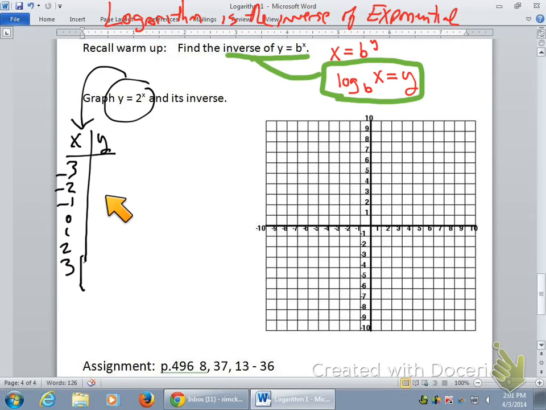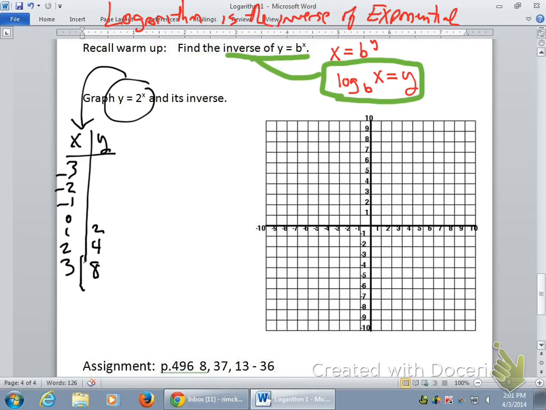Personally, it doesn't really matter where you start. It's honestly easier to start here at 3, but it doesn't matter. Let's fill in these and find out what y values correspond for this exponential. 2 to the third power is what? 8. And 2 to the second power is 4. And 2 to the first is 2.